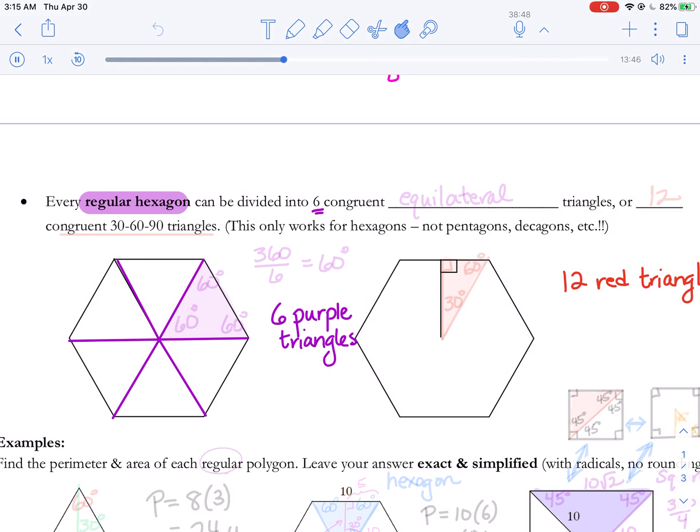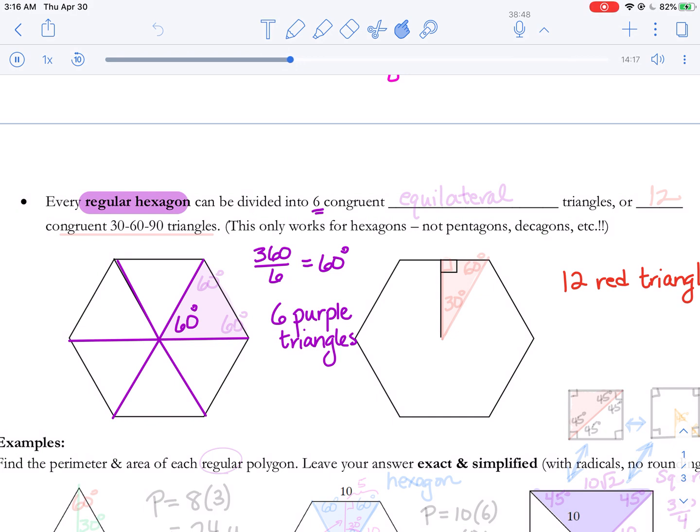Oh, sorry. What kind of triangles will they be? That's what I'm trying to say. If you wanted to know this angle measure right here, I could take 360 and divide it by what? 6. What is that? 60. In a hexagon, and only in a hexagon, that angle measure right there would be 60.